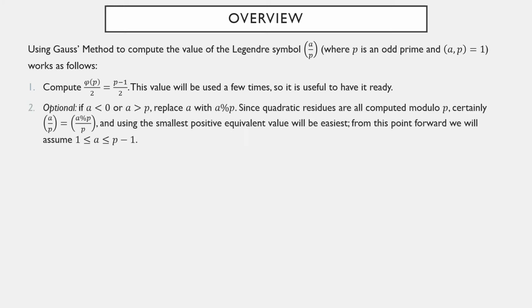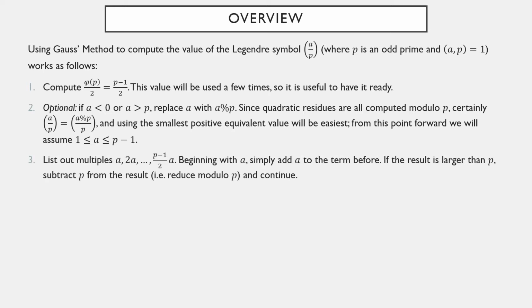Optionally, but very convenient, if a is negative or larger than p, replace a with the remainder under division by p. Quadratic residues are all computed mod p, so it doesn't really matter if you do this. Replace something with an equivalent value mod p, and the smallest positive equivalent value is going to be the easiest thing to work with. From this point forward, we're just going to assume we've done this. A is relatively prime to p, so it's not equivalent to 0 mod p. So it's in between 1 and p minus 1. It's not technically required to do this replacement, but it is very convenient.